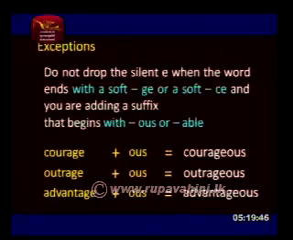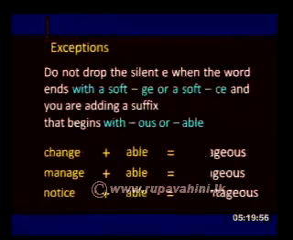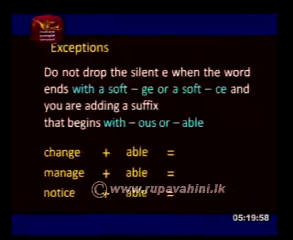So when you note them down, you can write the words correctly. Right. Let us move on to another exception. We will look at another exception. You can see it on the screen. Do not drop the silent E when the word ends with a soft GE or soft CE and you are adding a suffix that begins with OUS and able. Now we are going to talk about able.